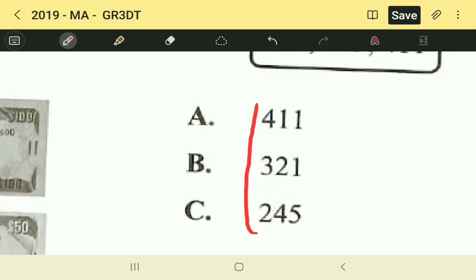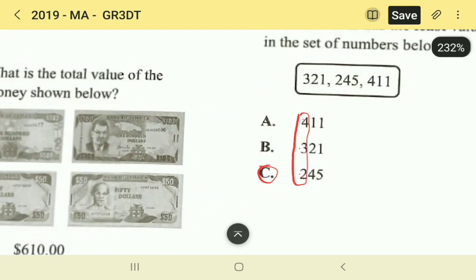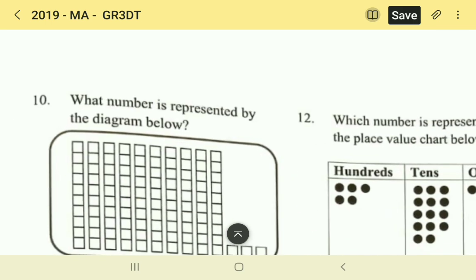And it is clear, but I'm still going to do this for those who need it. So of 2, 3, and 4, 2 is the smallest. The answer is C. All right, moving on to number 10.